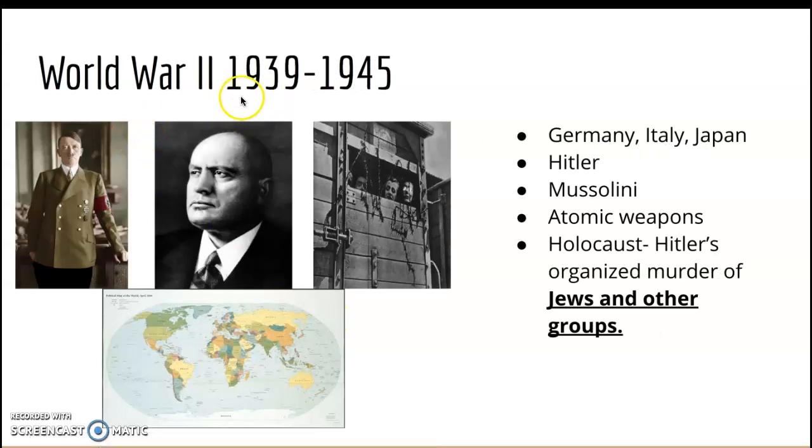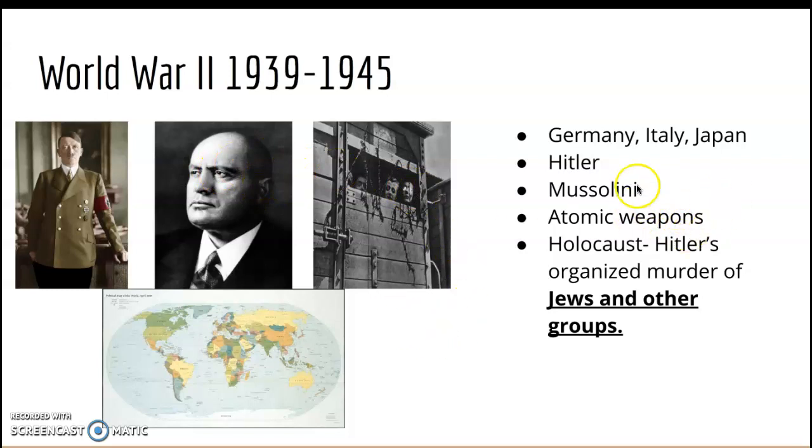World War II, 1939 to 1945. The main players, the bad guys, were Germany, Italy, and Japan. We talked more about these two fascist dictators. Remember, a dictator rules with absolute power. So we have Hitler here on our left. We have Mussolini here on our right.